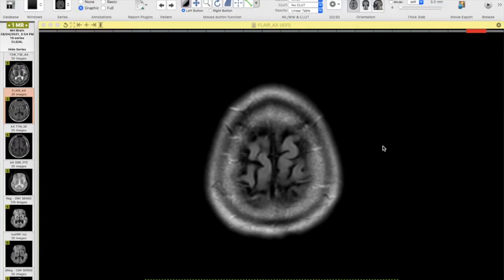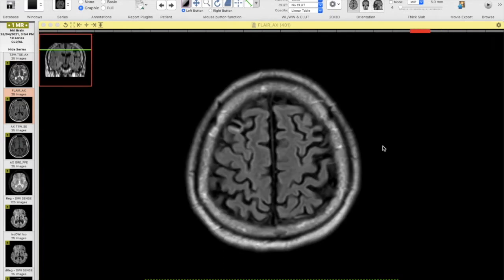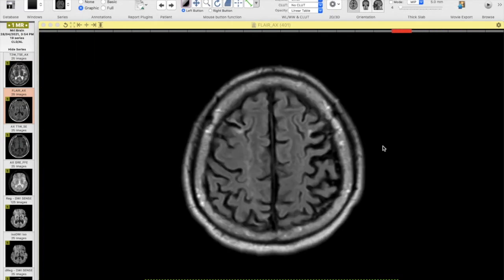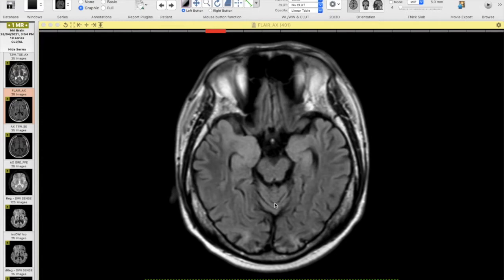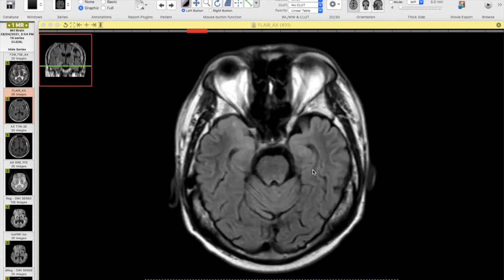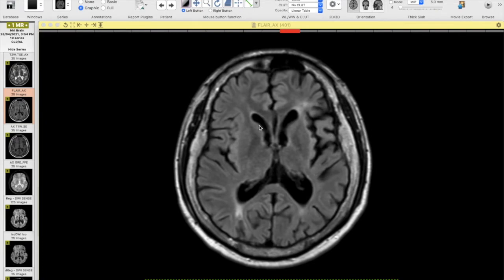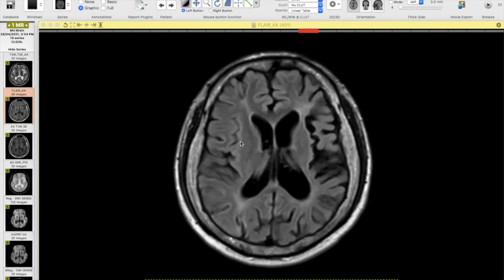As you can see from this FLAIR sequence, as I scroll down, there's an area of FLAIR hyperintensity involving the subcortical white matter region of the frontal lobe, as well as the periventricular region of the parietal and occipital lobes. And you can see there's generalized cerebral atrophy, more pronounced over the left side, as noted in the previous CT.